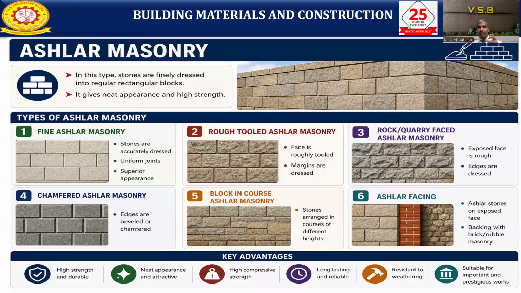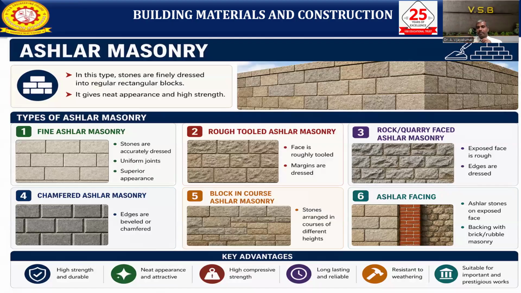Then chamfered ashlar masonry, where the edges are chamfered. The tapered edges are called chamfered edges. Each and every edge on the stones is made a chamfer. We get a good appearance for elevation purposes.